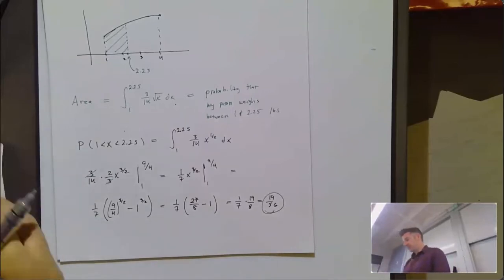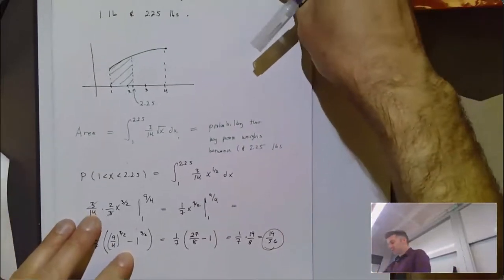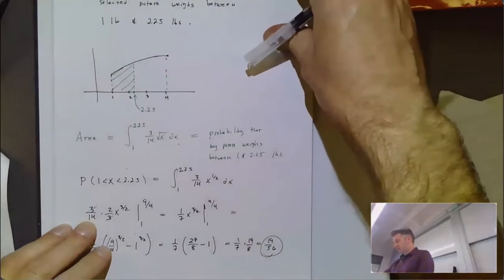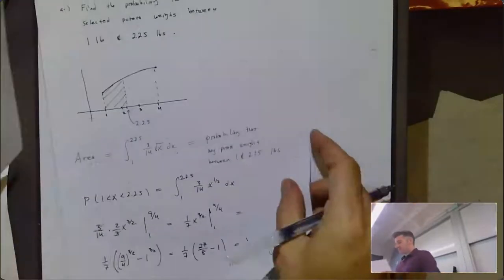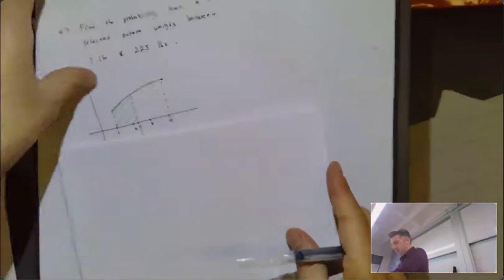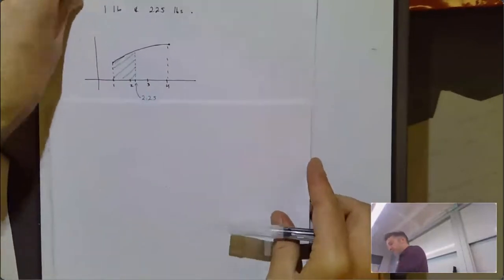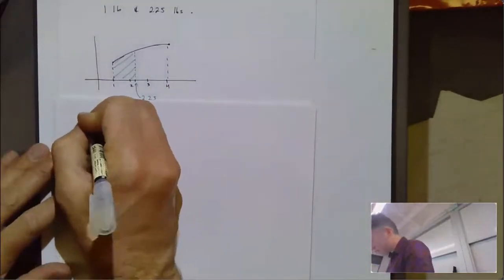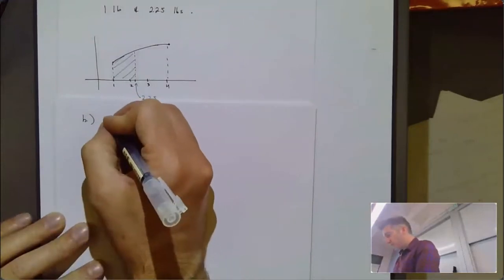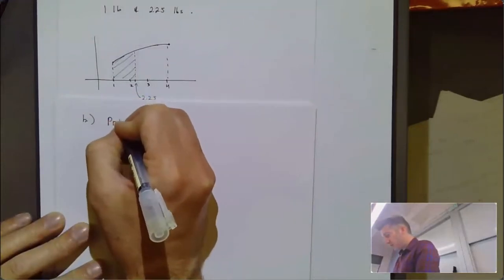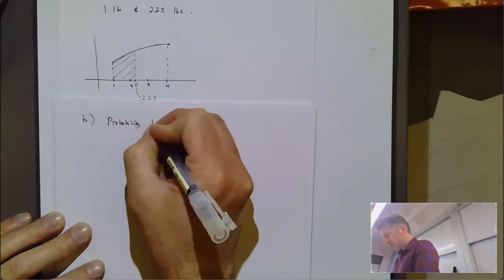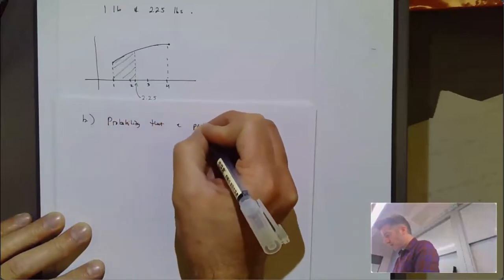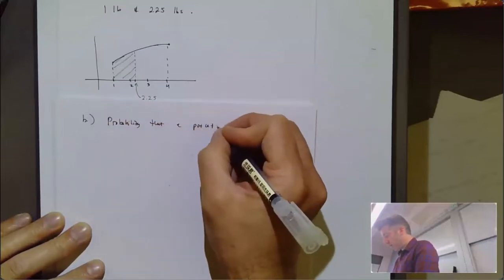Now, that's a good question. It's a better question if I had more room. Let's go right here. Come on, papers. What's the probability that a potato weighs more than 9/4 pound?